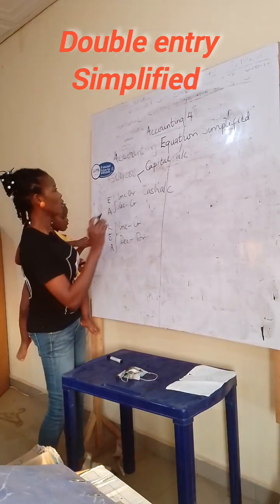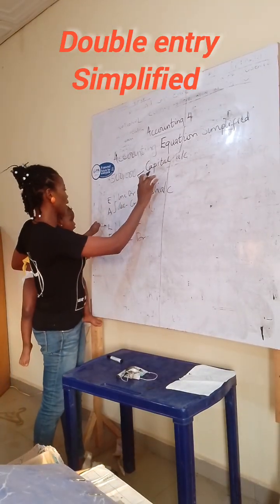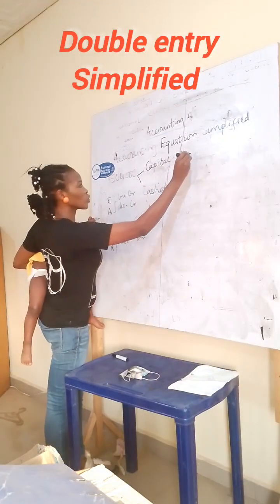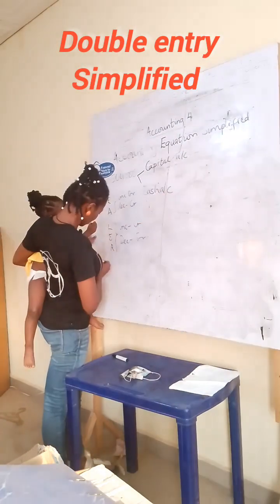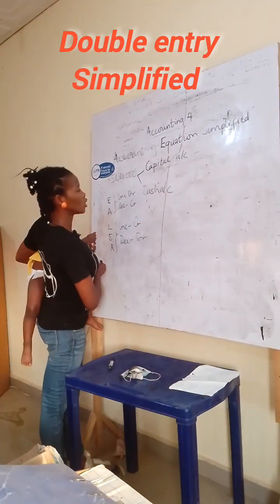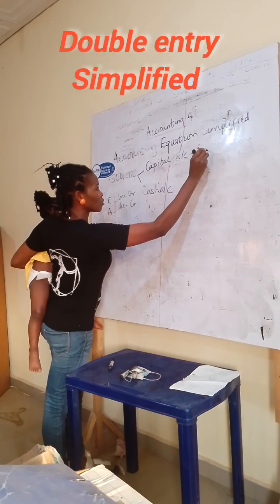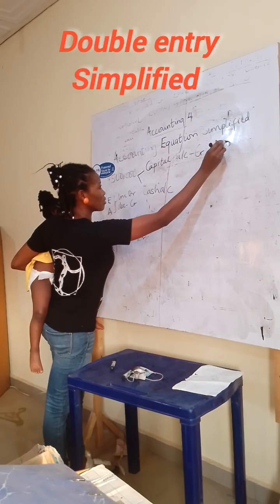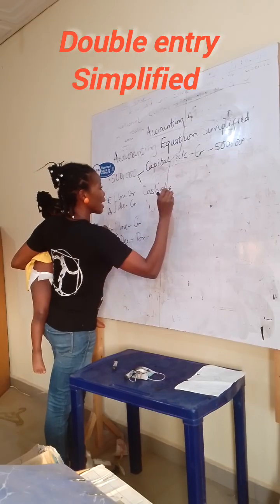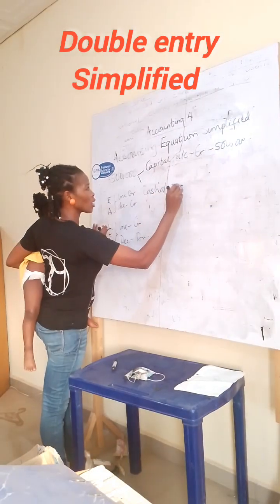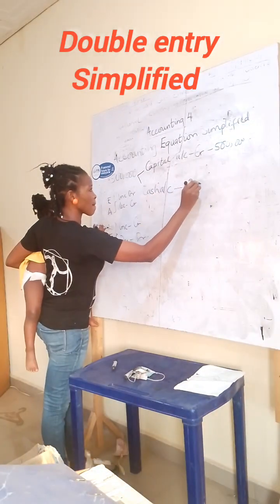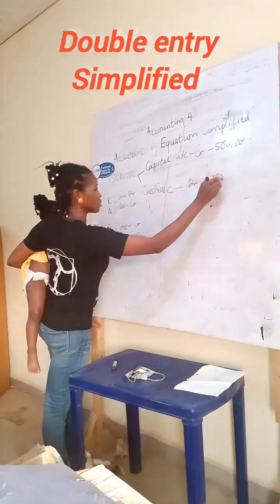So now, by virtue of this, capital has increased. So you're going to credit your capital account. So you credit this capital account with how much? 500,000 naira. And they're going to debit your cash account with 500,000 naira.